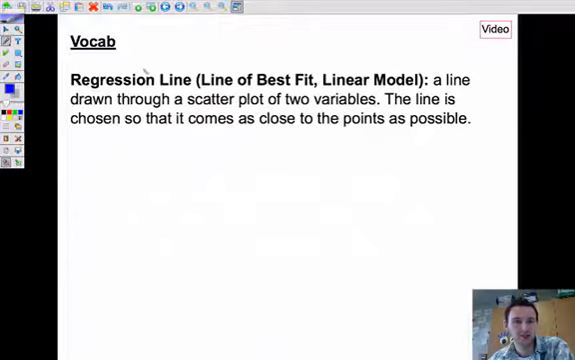And so what we're first going to do is start by defining a regression line. This is also kind of called a line of best fit. Linear model, you probably won't hear that one quite as much. Actually, you'll probably hear line of best fit more than anything else. And this is just a line that's drawn through a scatter plot. We talked about a scatter plot in the last video and all the different types of scatter plots. So this is just a line drawn through a scatter plot. And the line that we draw through it is chosen so that it comes as close to as many points as possible.